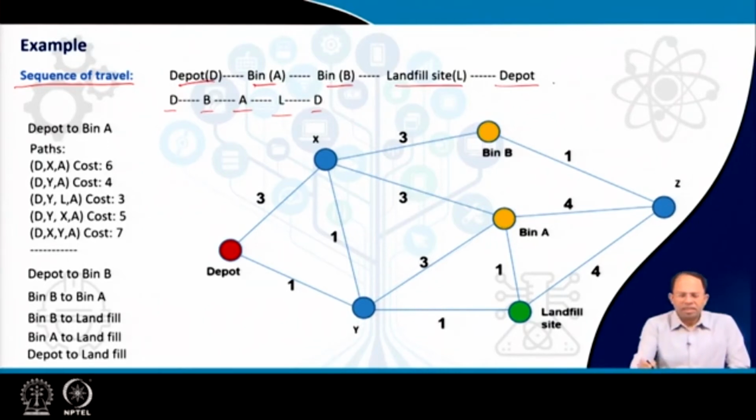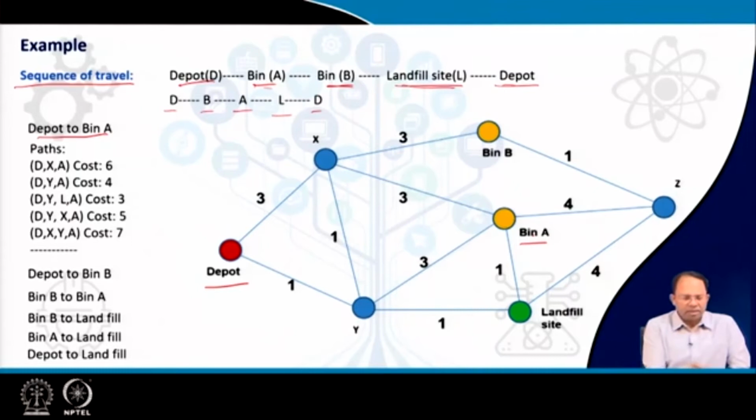Now let us take the first sequence: depot D to bin A, then to bin B, then the landfill site, and then to the depot. To do this, first we have to determine how to travel from the depot to bin A. As we learnt in the previous lecture, we first have to determine the different paths through which we can travel. So let us look at the paths which are possible.